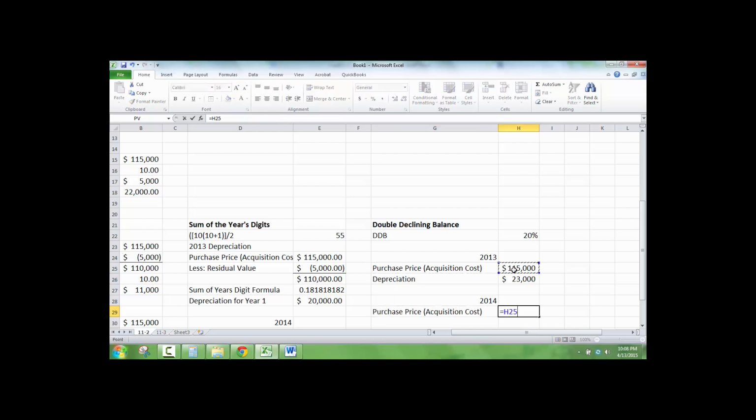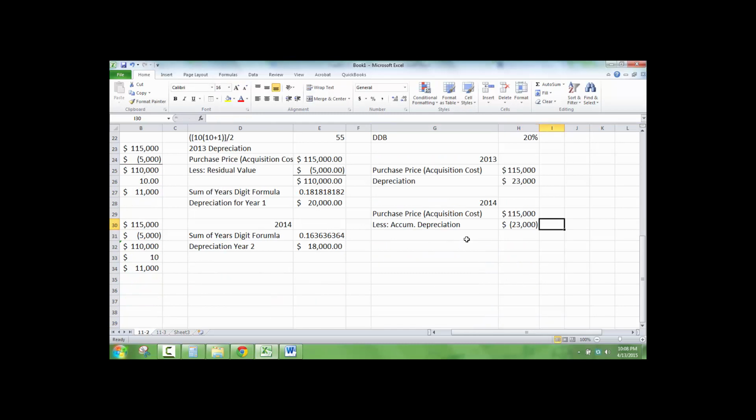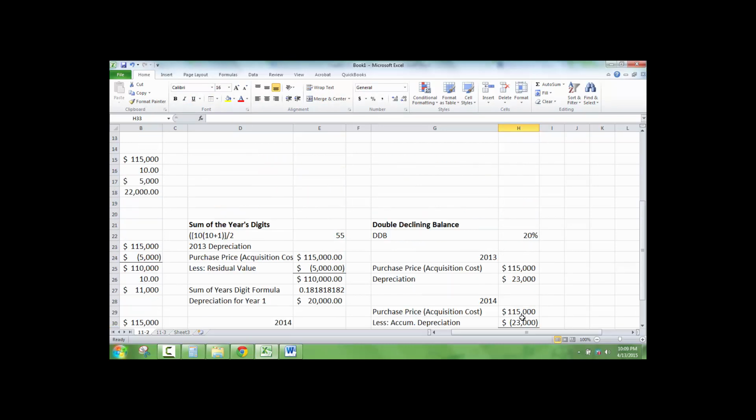And then 2014, we take the 115 less accumulated depreciation, which we did in the year before. So now we multiply this 92,000 times 20%. And depreciation will be 18,400 in year 2.